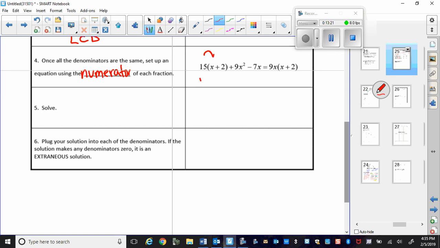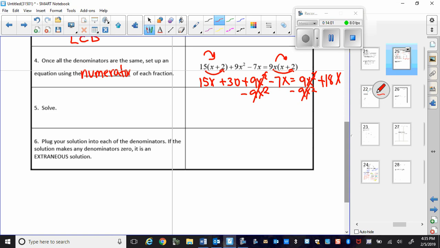So I distribute 15. This is 15x. Distribute 15 again, plus 30, plus 9x squared, minus 7x equals 9x squared plus 18x. All right, now I'm going to put everything on one side, maybe. But let's take care of the 9x squareds first. Subtract 9x squared on both sides, and it just goes away. All right, so I'm done with that.